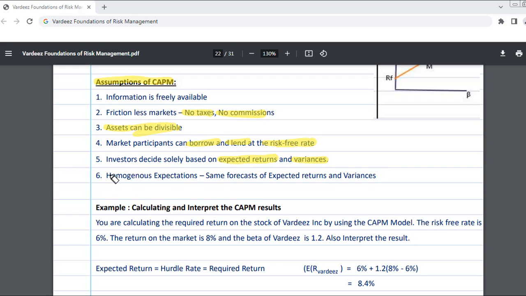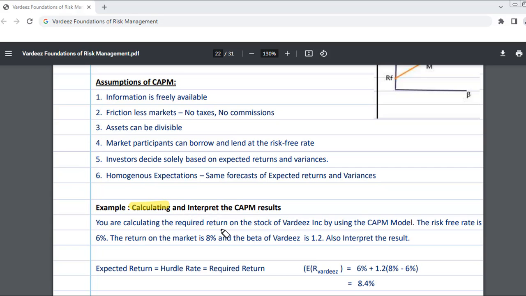And finally, the last assumption is homogeneous expectations: the same forecast of expected returns and variances for you and for myself. What you think, I may think the same. That's what homogeneous expectations mean here. So I've got an example here which will help you to calculate the CAPM.